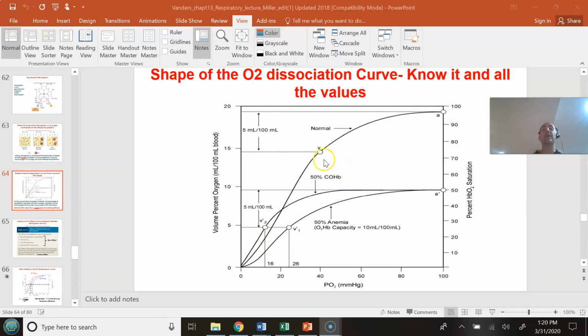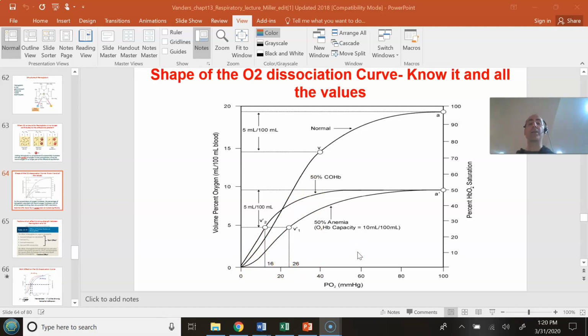That means that you're going to have huge changes. So let's just take it from the venous point here. That's what that V represents. Huge changes in percent saturation with very small changes in PO2.